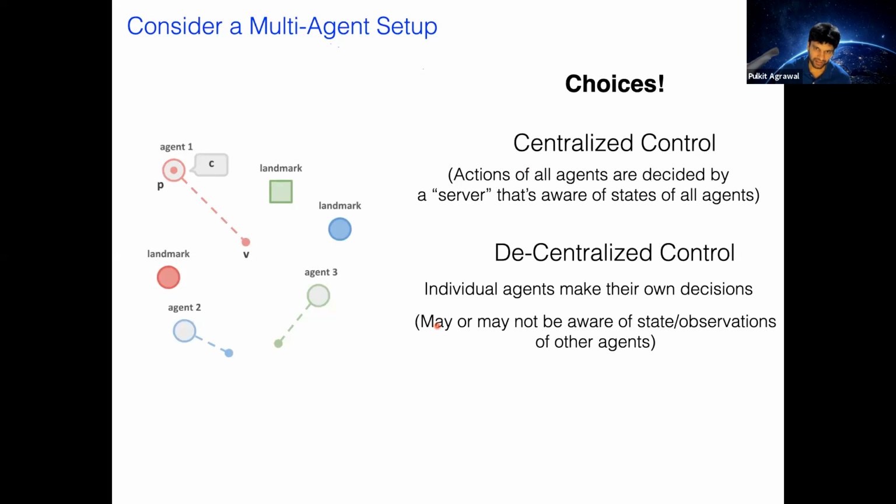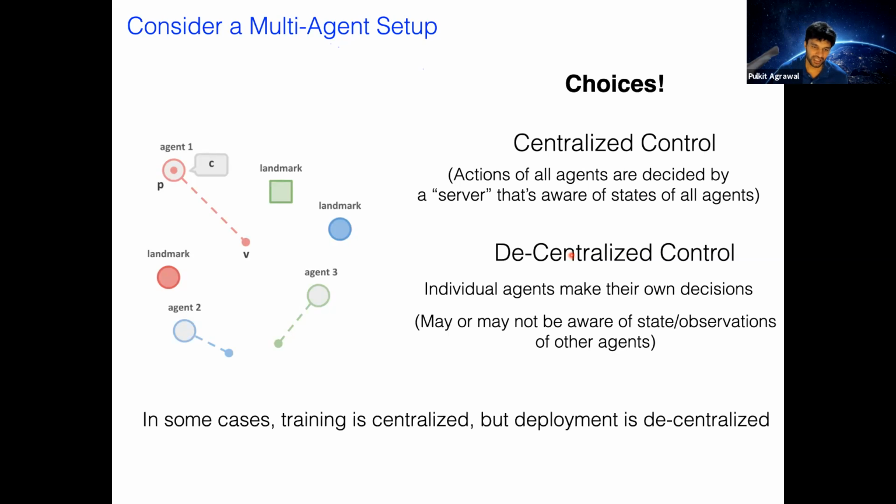And so that would be more like decentralized control. Now, when we are trying to learn how agents can maybe collaborate with each other to complete a task, the choice between centralized and decentralized control is not black and white. It can be gray. For example, the training could be centralized because we can assume access to some privileged information during training, but the deployment is decentralized.